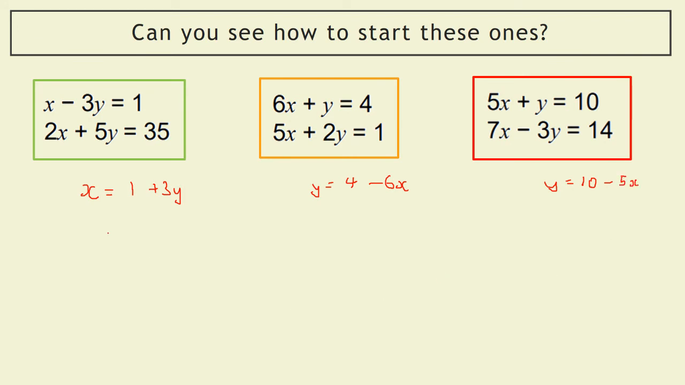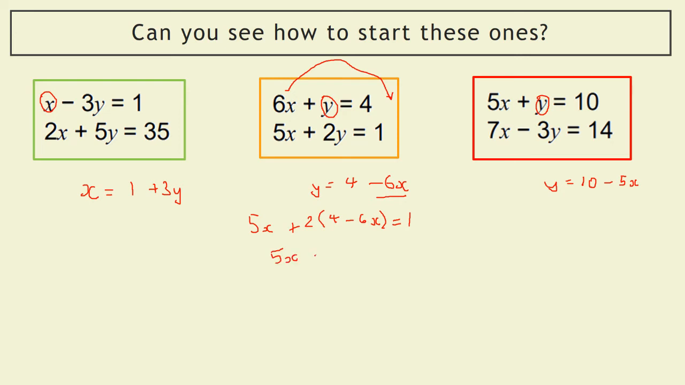Okay. So, recognizing which one to go for, which one doesn't have a number in front of it. That's it. And then you're trying to keep that bit on its own. Remember, everything else, when it goes across to the other side, becomes the negative of what it was. That 6x becomes a minus 6x. That's it. Then you can substitute in. So if I was doing the orange one, I'd just start with my substitution and go 5x plus 2 lots of what I know y is, 4 minus 6x, equals 1. And go from there.